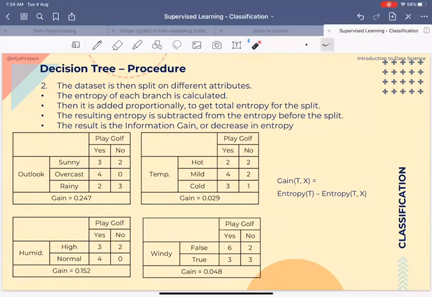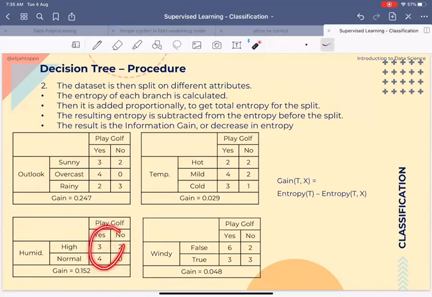So in each case, we will evaluate the entropies, and after evaluating the 2 entropies, we'll evaluate the gain. So gain for here is 0.247. Gain for here is 0.029. Here gain is 0.152, and here gain is 0.048. So which one gives us our maximum gain? Outlook. So outlook has the highest gain among the others.